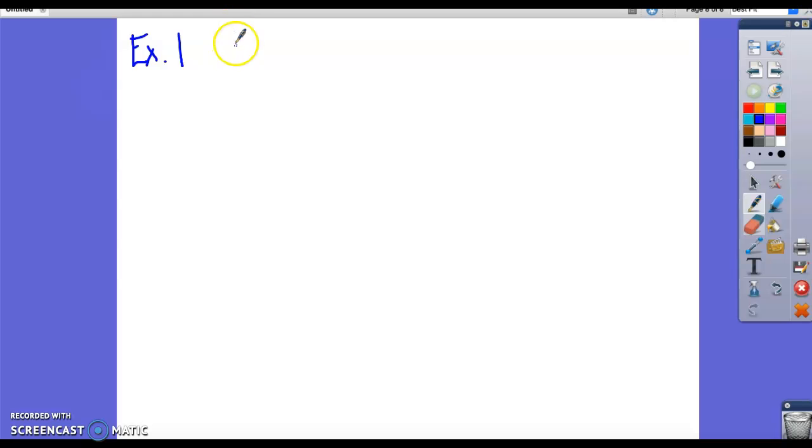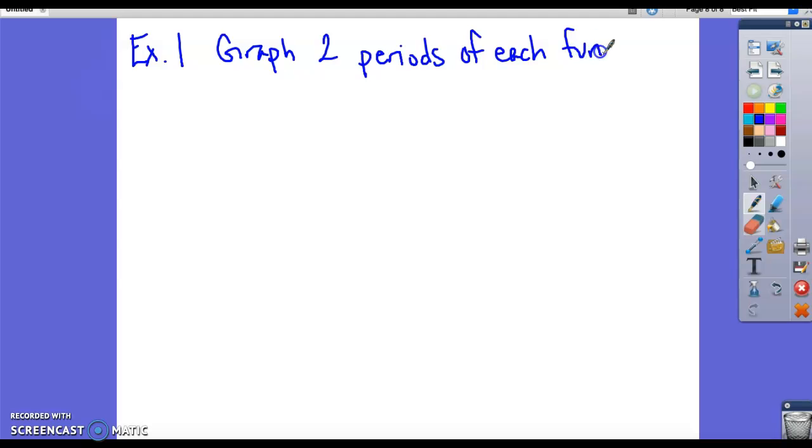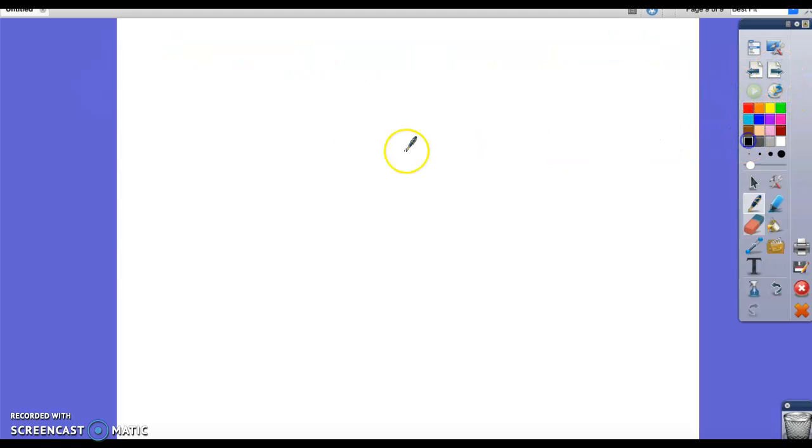Okay, example 1, we're going to graph 2 periods of each function. Okay, and we're going to start with y equals 3 times the secant of x.